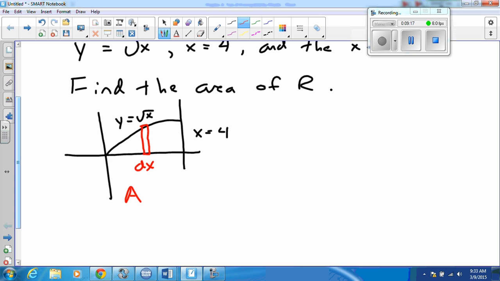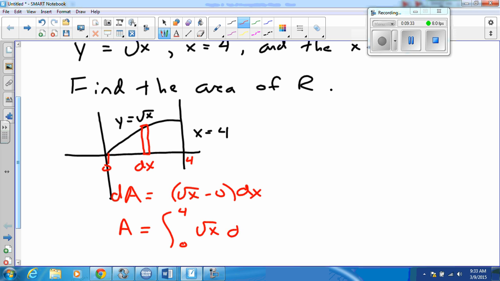So the area of my representative rectangle is equal to top curve minus bottom curve dx, so that the area is now going to be the integral from the first to the last of dA. And that's it.